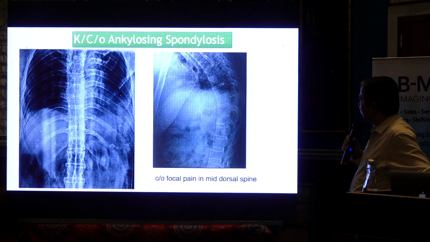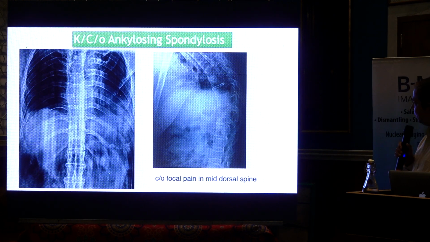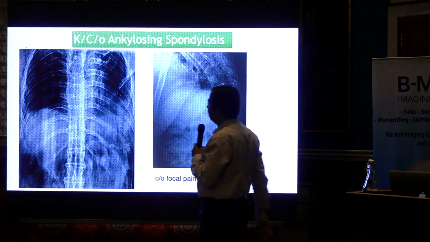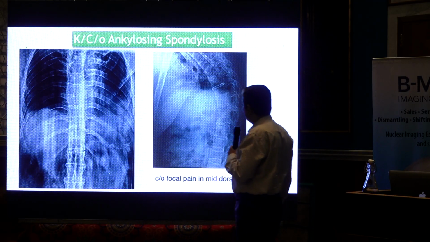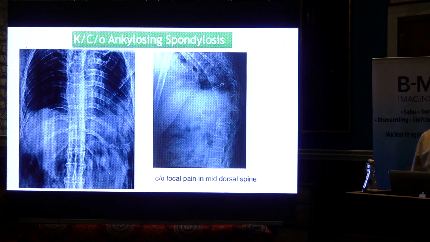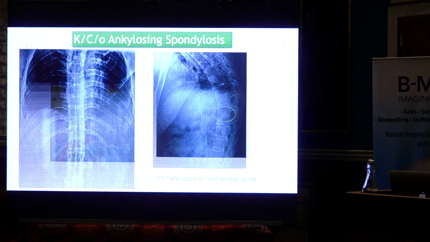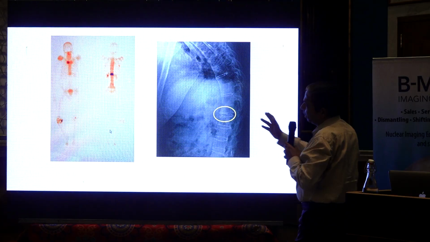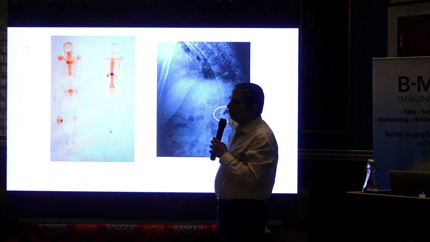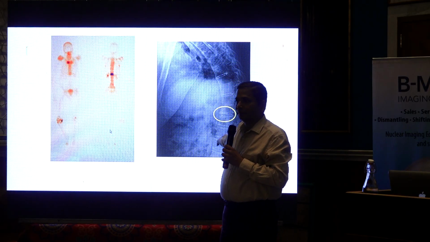This is a case of ankylosing spondylitis presented with focal pain. In the radiographs you can see the dagger sign, bamboo spine. But now the patient has focal pain in the mid-dorsal spine. What can it be? Again, the patient was sent for bone scan. We see that there is some specific uptake. Previously, this radiograph was opined as normal.